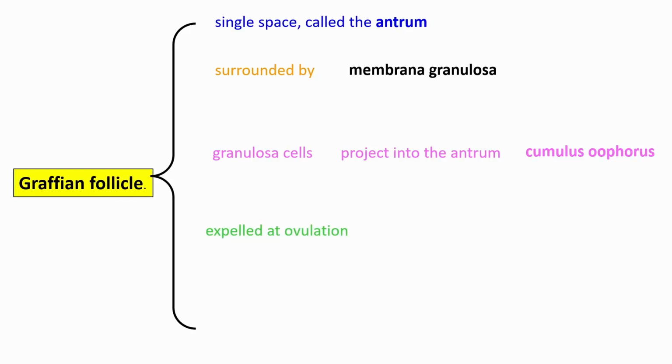Why is it getting larger? Because more fluid is accumulating in the antrum. It reaches the surface of the ovary, and when it increases in size more than the cover of the ovary can stand, the Graafian follicle will burst, and the oocyte is expelled outside the ovary. This is ovulation.